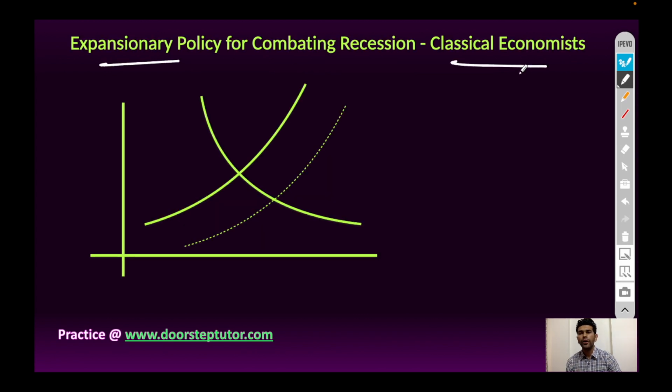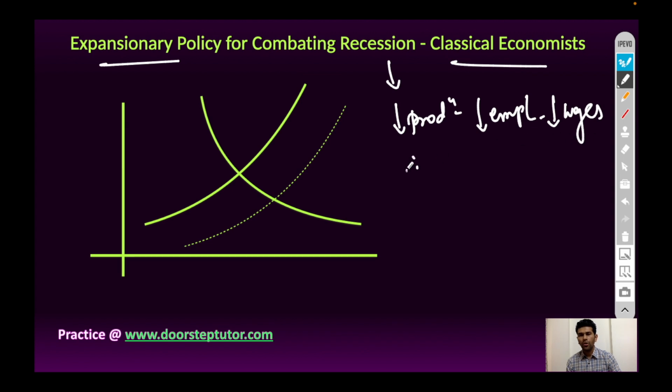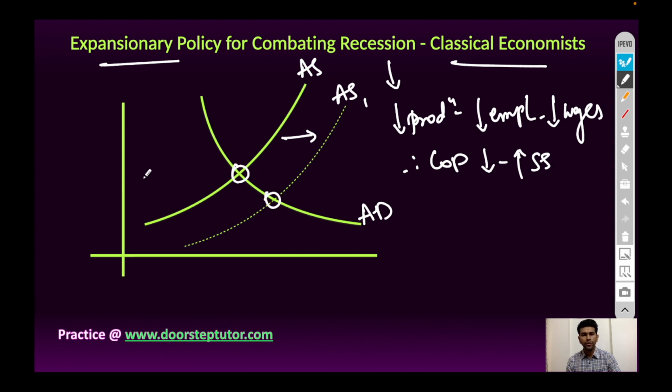Expansionary policy, according to classical economists: they say during the period of recession, production reduces, employment reduces, so wages reduce, overall cost of production decreases, and supply increases. As we can see, this is AD, aggregate supply. Aggregate supply has shifted rightwards, so the equilibrium point has reduced. So price P has shifted to price P1.